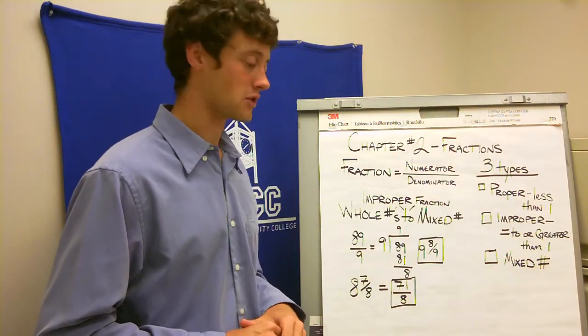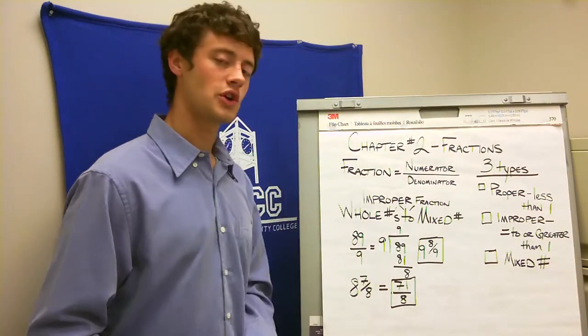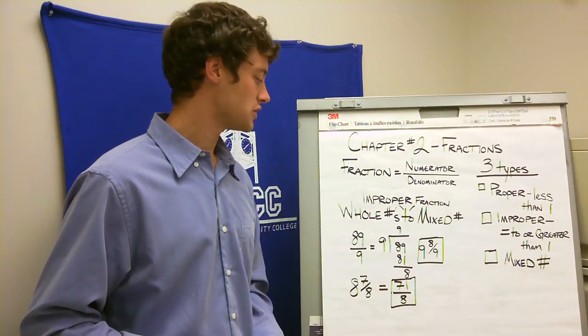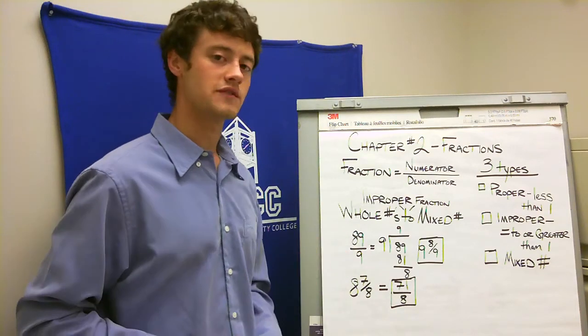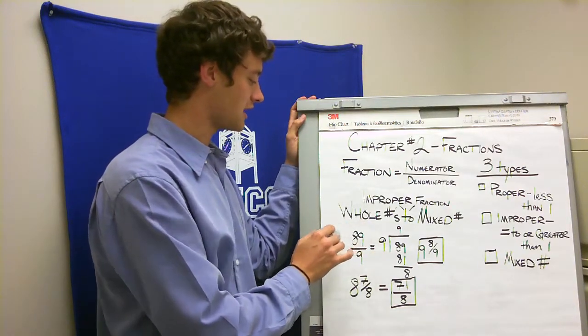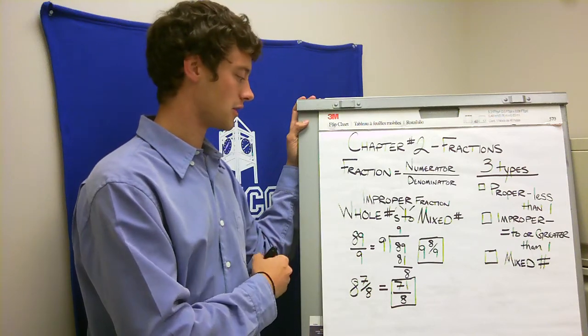So one of the best ways to convert an improper fraction to a whole number, or to a mixed number, as they're called, is to take a look. So we're going to look at this one right here. It's called 89 ninths. What we do is we actually turn it into a division problem. So we're going to take our 89 and actually divide it by our 9. So our numerator is going to get divided by our denominator.